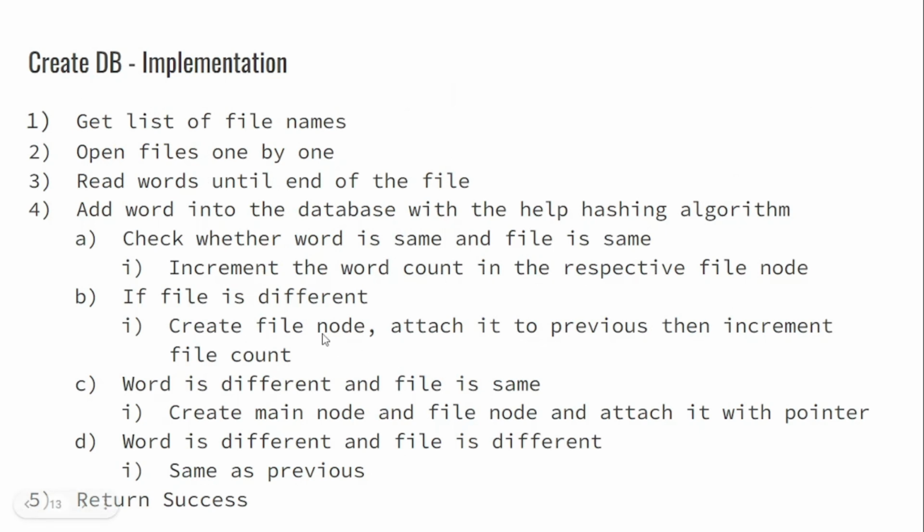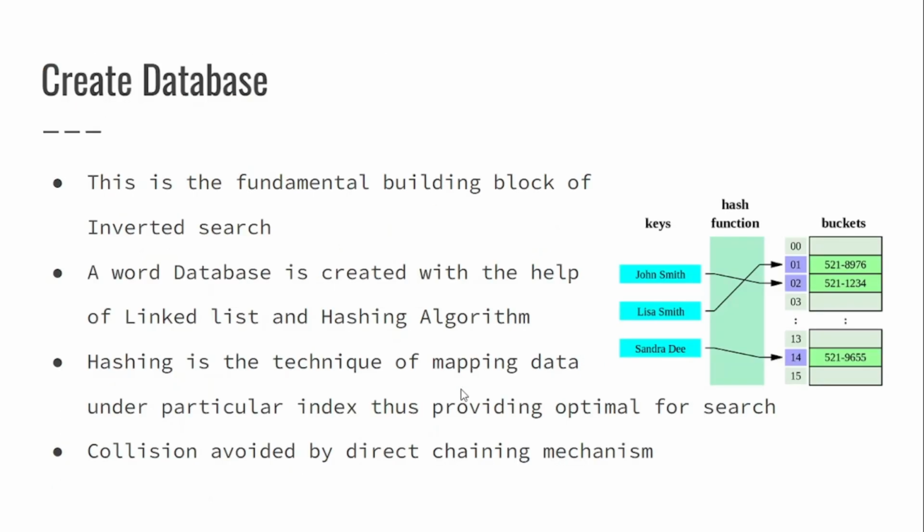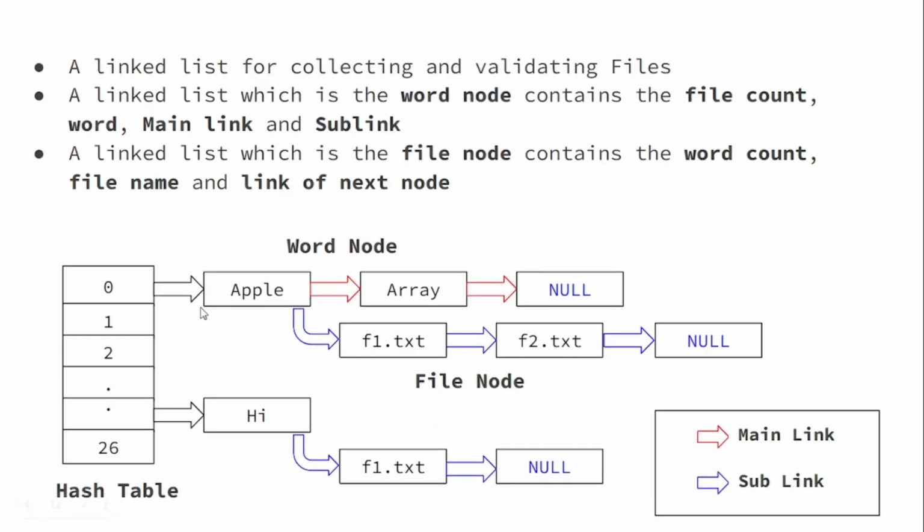So as it says, we are creating a file node, attaching it to the previous, then incrementing the file count. And we are checking the other condition, whether the word is different and the file is the same. Here, after the word apple, after some particular time, the word hi occurs, and we are checking whether this hi is from the same file or not.